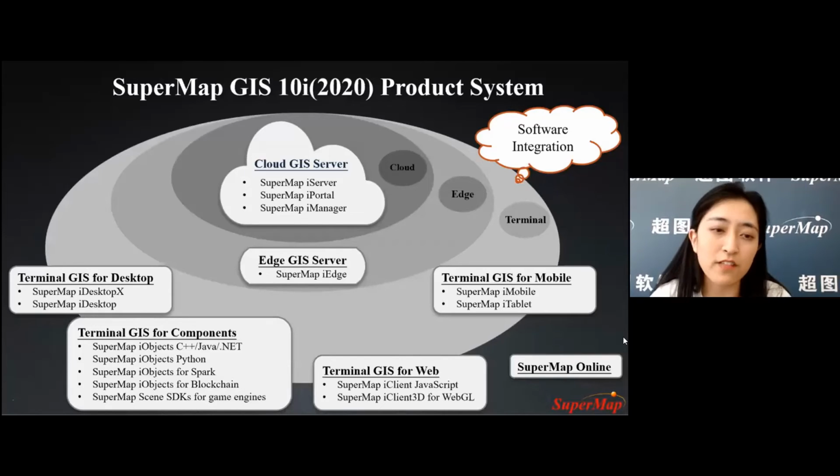And they also have this question in our quiz. For the Cloud GIS server, Edge GIS server, and the Terminal GIS for mobile, for web, for components, for desktop, and Supermap Online, all of this is our Supermap GIS product system.